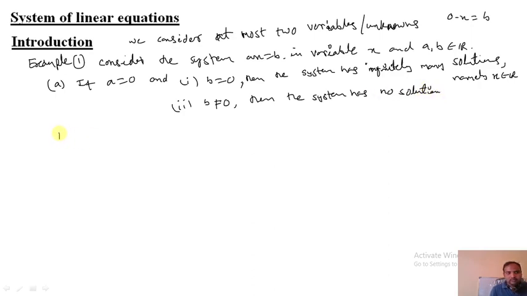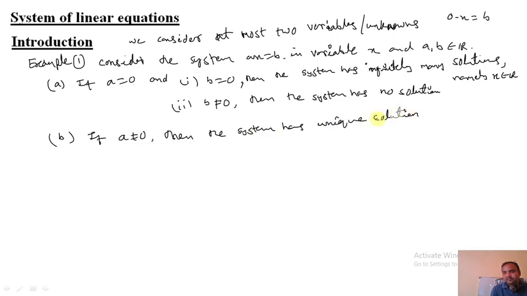Now suppose a is not equal to 0, and b is any number. If b is 0, then x equals 0 by a, which is 0, a solution. If b is non-zero, there is another solution. That means it always has a solution. Then the system has a unique solution, x equal to b by a. Now example 2.